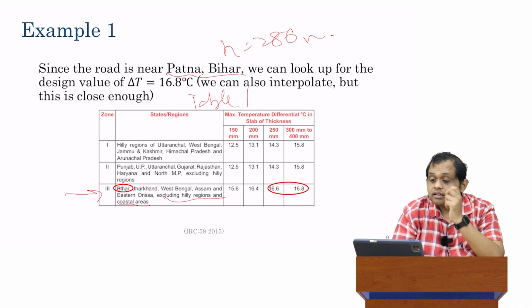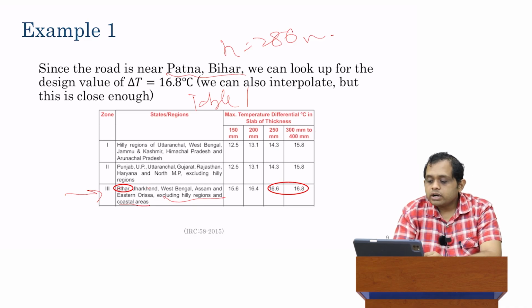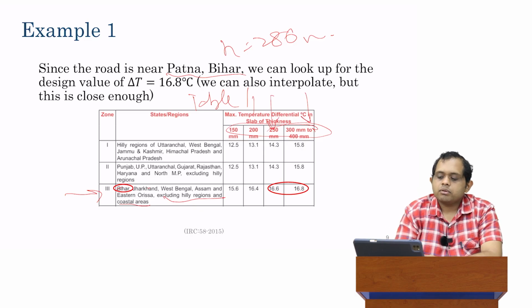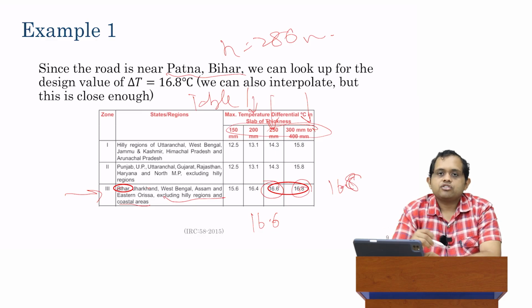Now our thickness is given to be 280 mm. If we look at this column over here, what are the thickness values for which we have prescribed values of delta T? We have 250 mm and then we have 300 to 400 mm. Below that we have 200 mm. 280 is somewhere in this range, 250 to 300. For 250, we are given to use delta T of 16.6 degrees Celsius, and then for 300 to 400, we are given 16.8. The actual thickness we are given is 280.